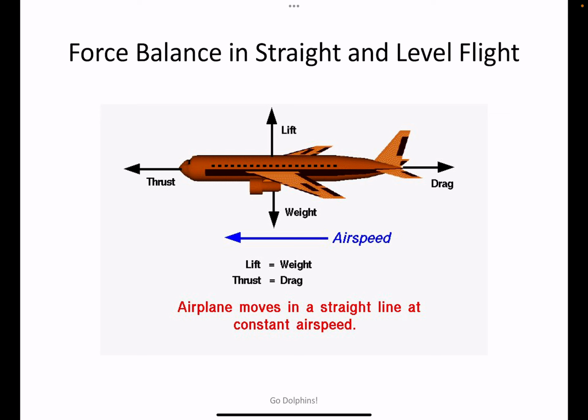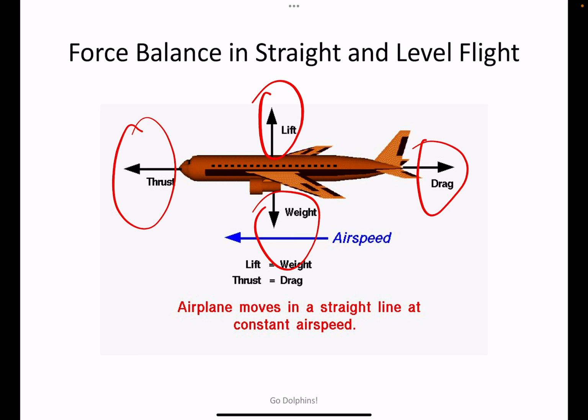In straight and level flight, these forces are perfectly balanced. Lift equals weight, and thrust equals drag. This results in the airplane moving in a straight line at a constant airspeed.